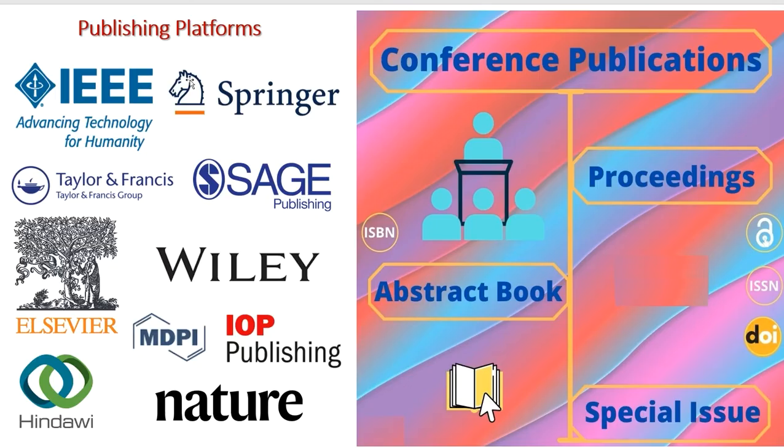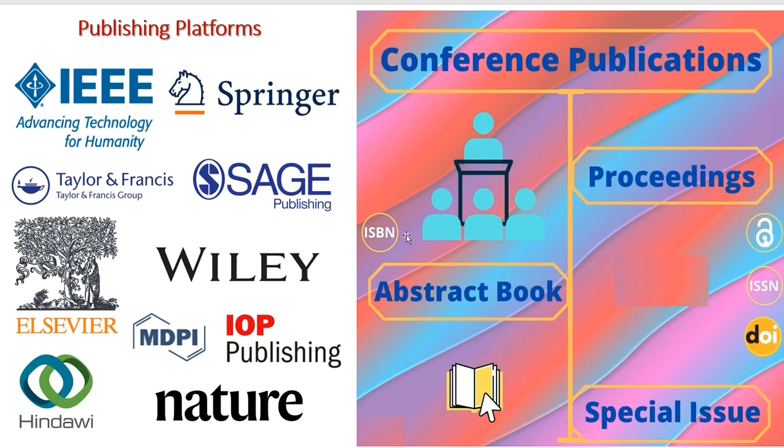Next, the publication platforms. If you want to publish your paper in a conference proceeding, the conference structure decides how it will be published, based on various factors. If the organizers plan to publish your paper through conference publication, it can be through a conference proceeding, a book, an abstract book, or a special issue.